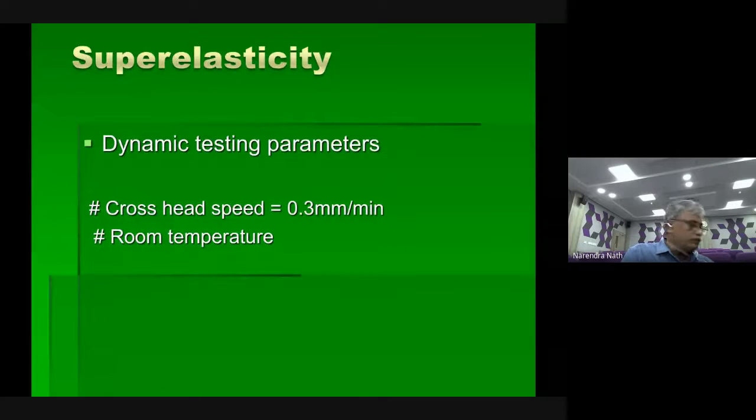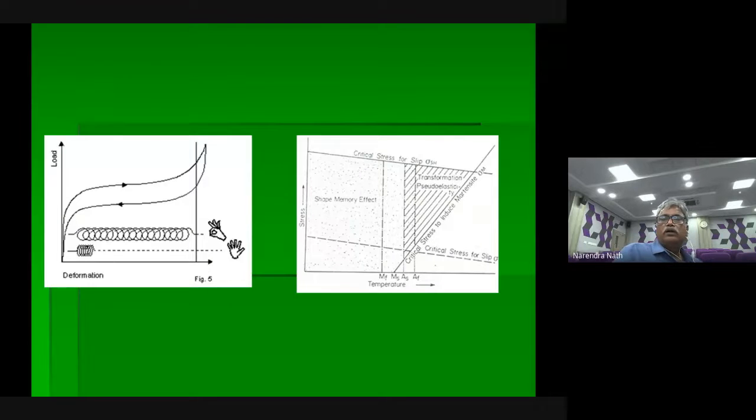And superelasticity we checked. Superelasticity, dynamic testing parameters, and that's what we said. The crosshead speed is 0.3 mm per minute, at room temperature, because we don't have a facility for a heating chamber. When we pull the wire, or pull the spring, and return it back, there is no deformation. When you are leaving it back, no deformation. Initially it will come back to the original position.